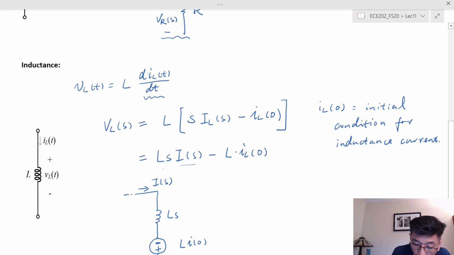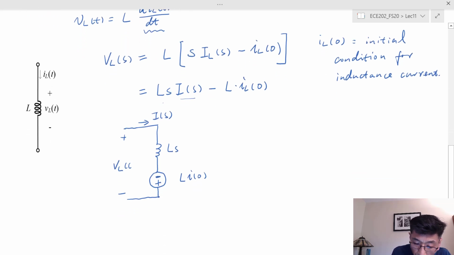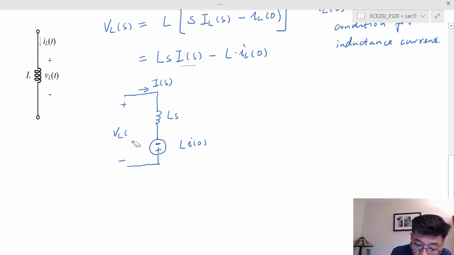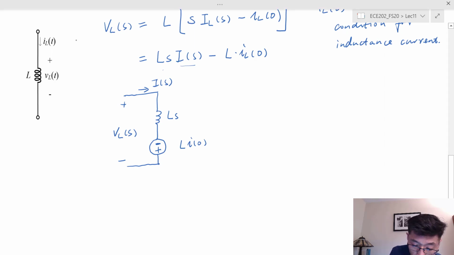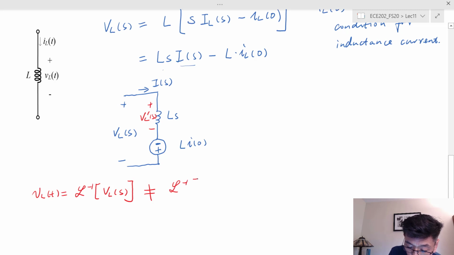So this would be the voltage V sub L, and so this is V sub L S. Let me maybe write in red. So V sub L of T is equal to the inverse Laplace transform of V sub L S, right? And make sure that's not equal to this voltage here. Let's call this voltage V sub L prime S. This V sub L prime is not equal to the inverse Laplace transform of V sub L S, unless this term is equal to zero, right? So just pay attention to that.